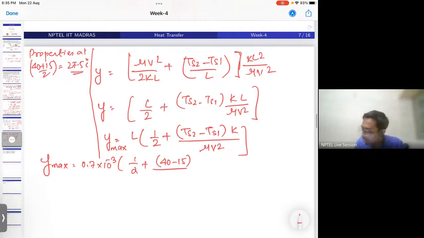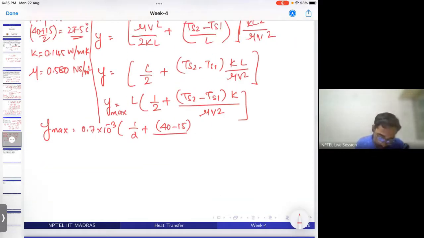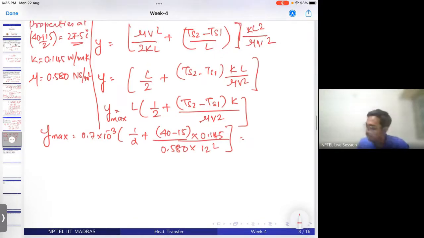So take k equal to 0.145 watts per meter Kelvin and μ equal to 0.580 Newton seconds per meter square. Substitute these values: k is 0.145, μ is 0.580, into V square whole square. You can do the math later. It will come out to be around y equal to 0.38 mm.